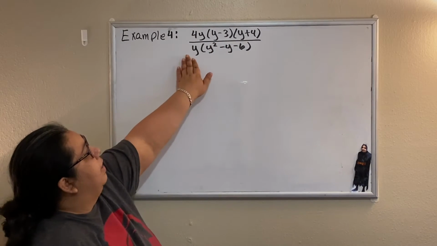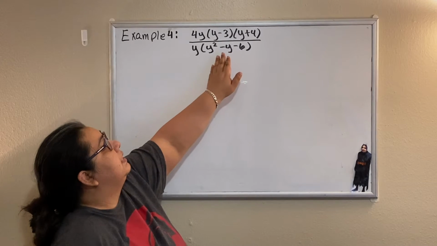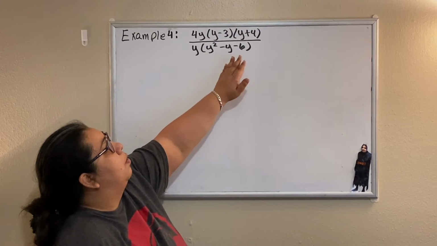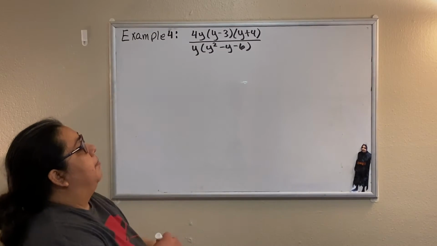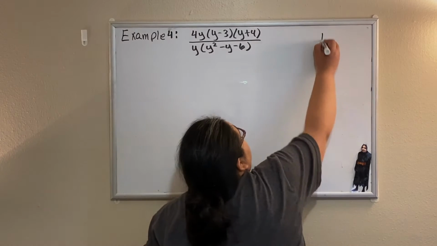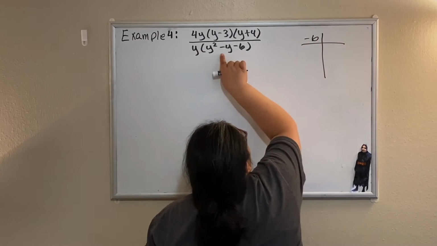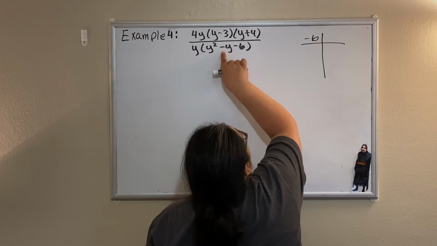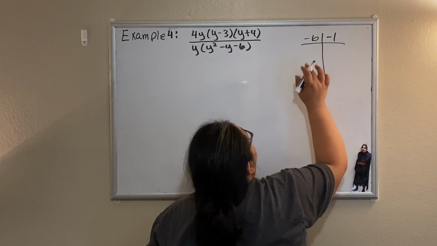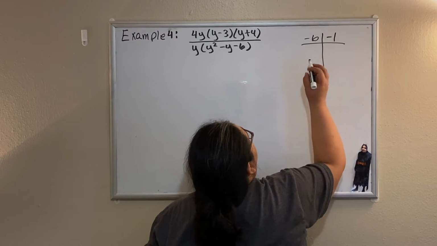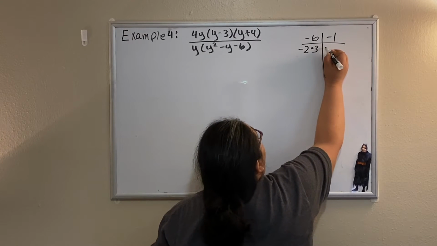In the denominator, we have y factored, but y squared minus y minus 6 is a quadratic trinomial, which still needs to be factored. So we're going to factor the denominator, and in order to do that, we're going to make a chart. We're going to find numbers that multiply to give us negative 6, but add to give us negative 1, since the middle term is negative y. So let's try negative 2 times 3, and now we're going to add.